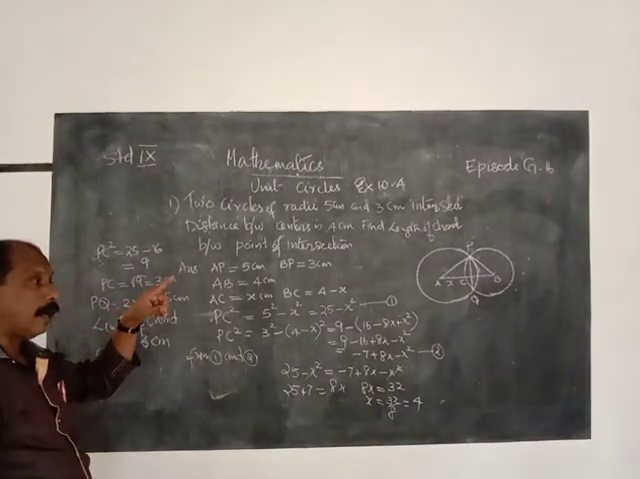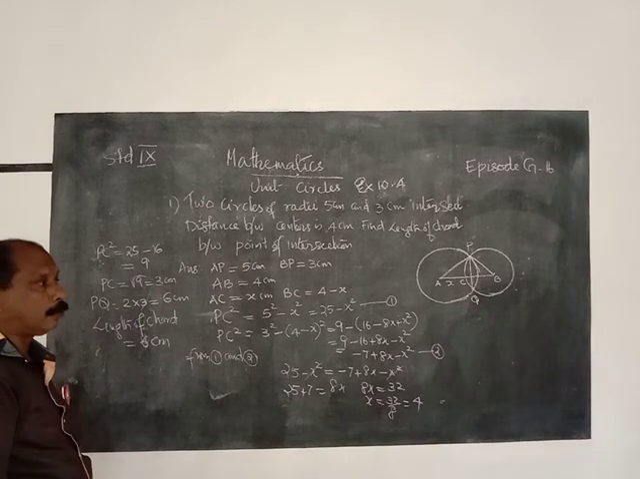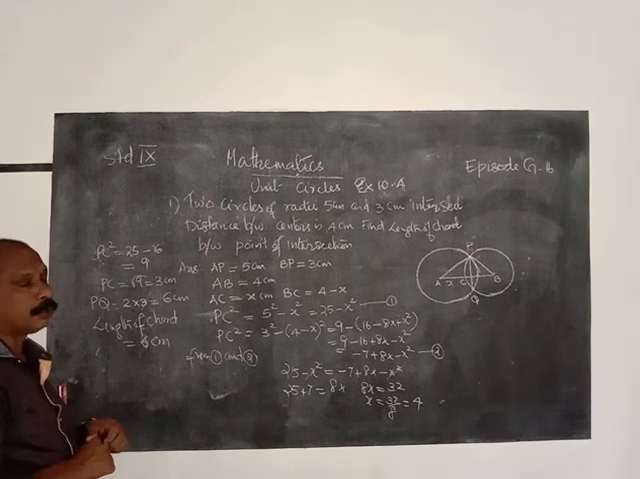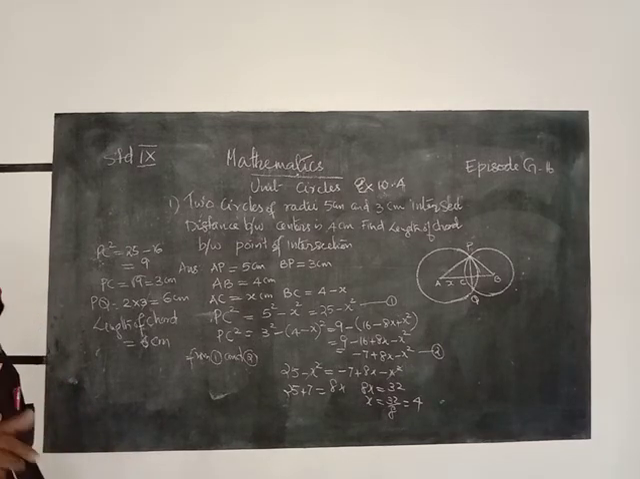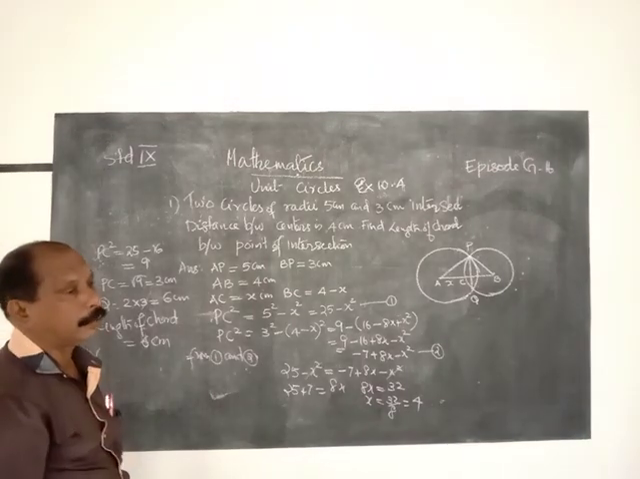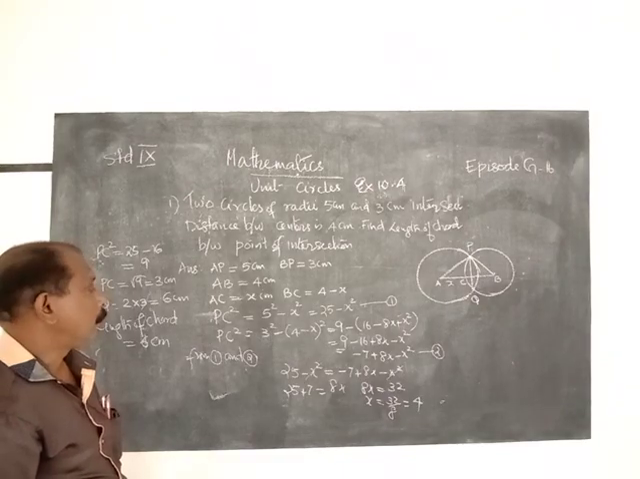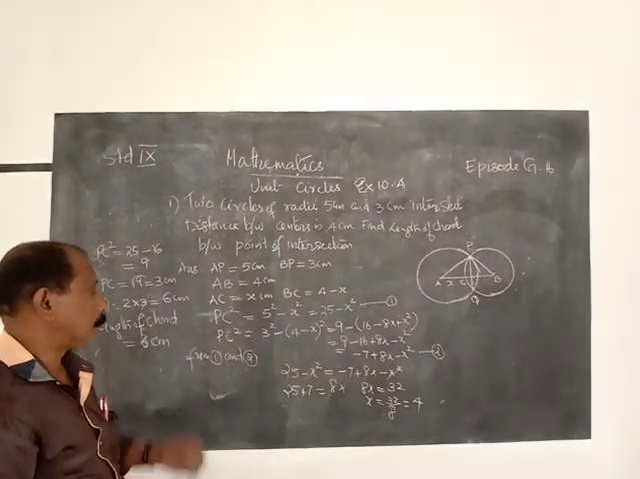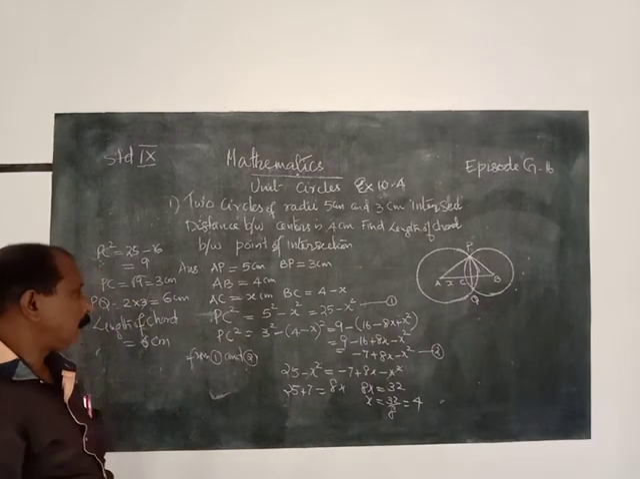From the right angle triangle PCB, the hypotenuse is PB, the altitude is PC, and BC is the base. Therefore, PC square is equal to 3 square minus (4 minus x) the whole square. That is 9 minus (16 minus 8x plus x square), that is equal to 9 minus 16 plus 8x minus x square, which is minus 7 plus 8x minus x square. That is equation number 2.